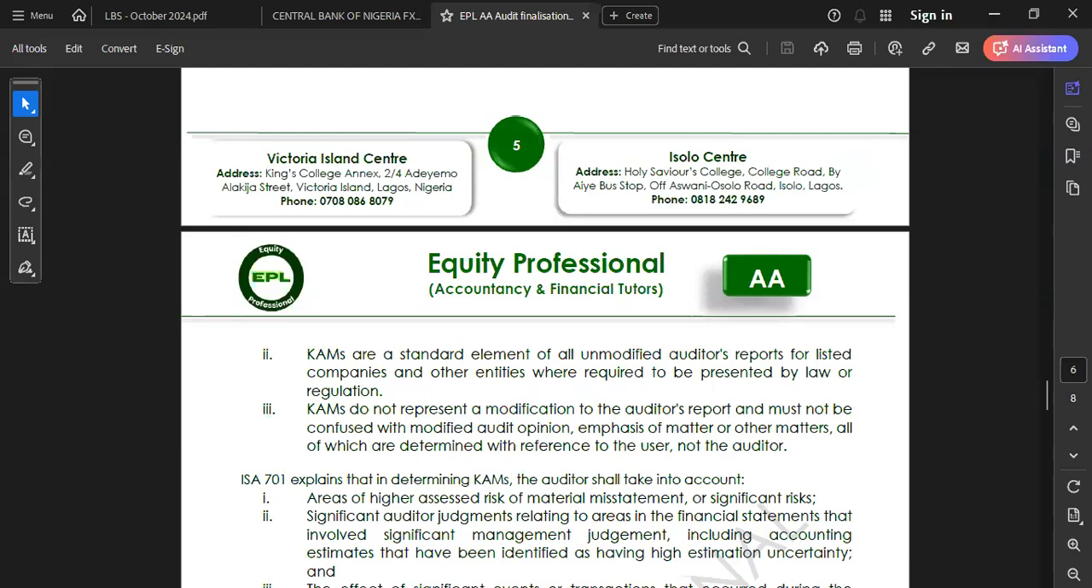So anytime you see an audit report and you see a key audit matter there, it doesn't mean the report has been qualified. It just means that the auditor has paid attention to this and is making reference to them so that users of the report will be aware where he spent more time. And that's what the standard is saying.